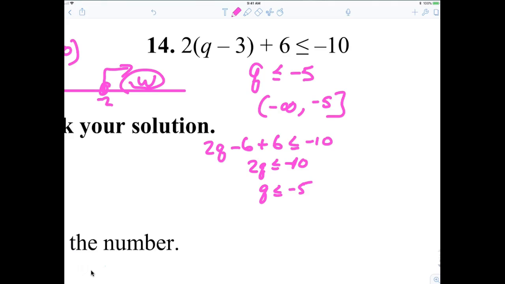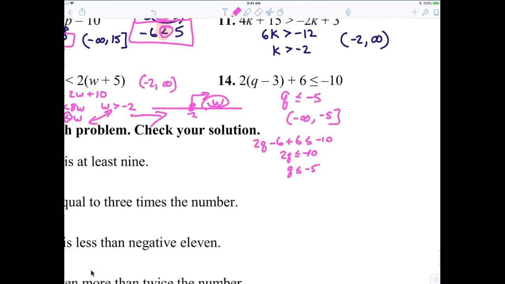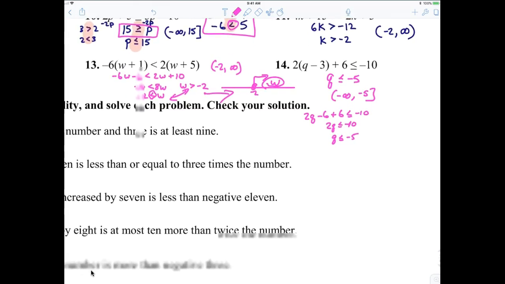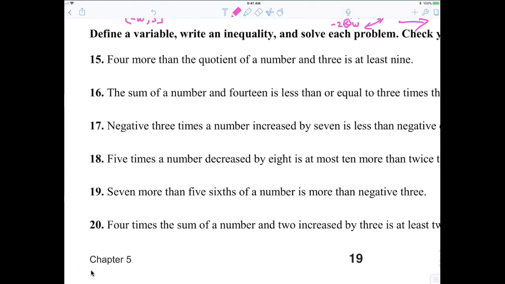There you have it, same answer. You good on that? Most people make mistakes distributing. All right? Anybody have any issues now? All right. Now, don't think the word problems are harder. It's really not. All right, so let's take a look at it.